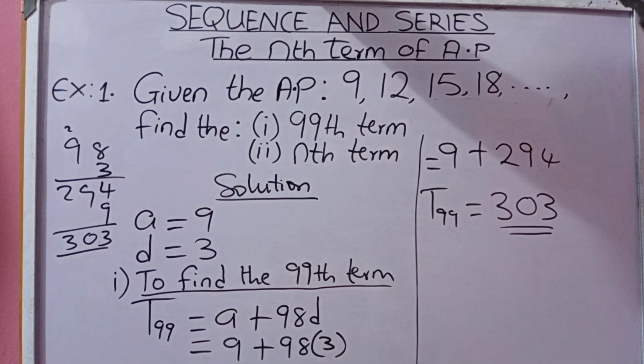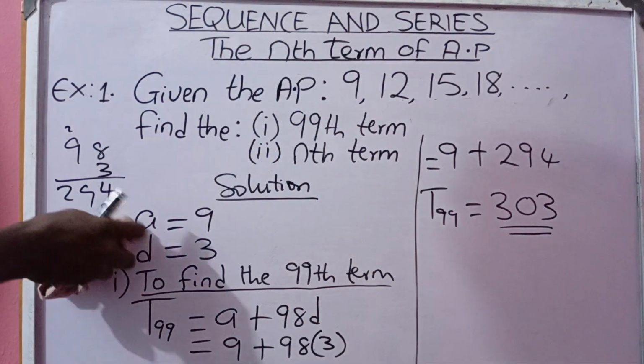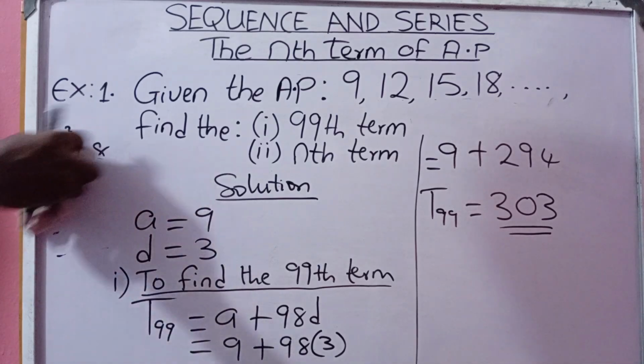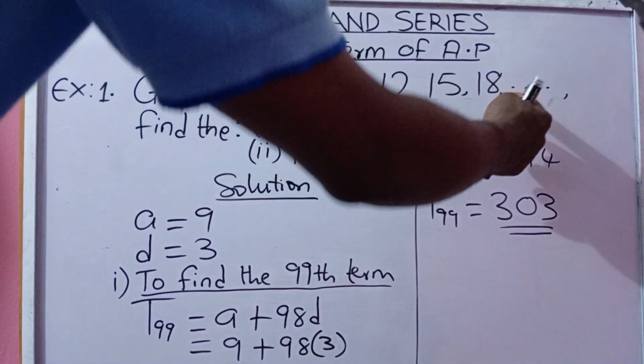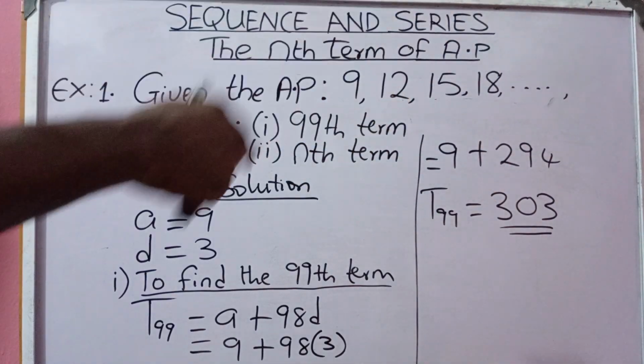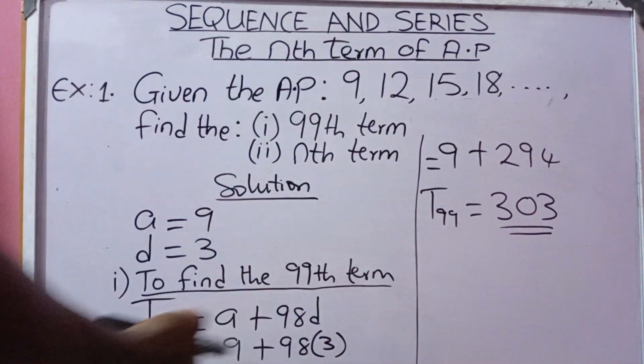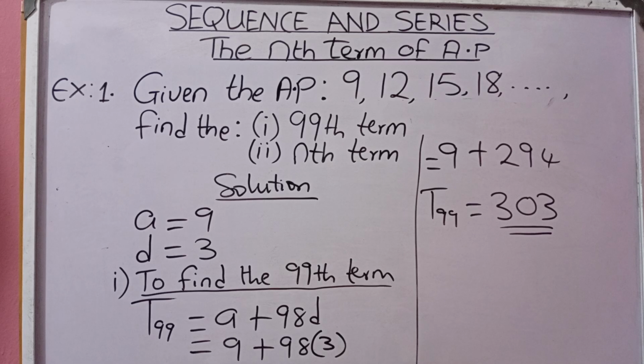All right, so let's look at the second question. So you don't have to start listing, adding until you get to the 99th term. Instead, you make use of this short formula in finding the 99th term of this particular sequence. Now let's take number 2 example.